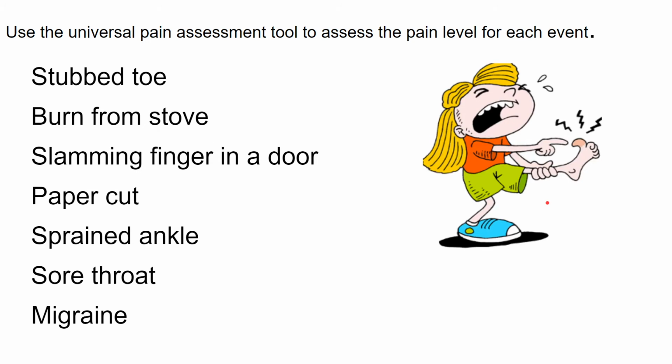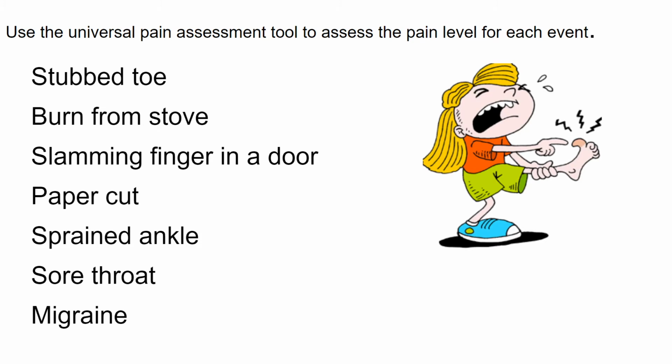So the universal pain assessment tool. Think back to that. Think about where you would put each of these events. So if you stubbed your toe, where would you put it? Where would you put a burn from a stove? That one would also depend on how severe and where the burn is. I mean, if you barely bump the side of your hand to a warm stove and you run under cold water and you're fine, it's not pretty bad.